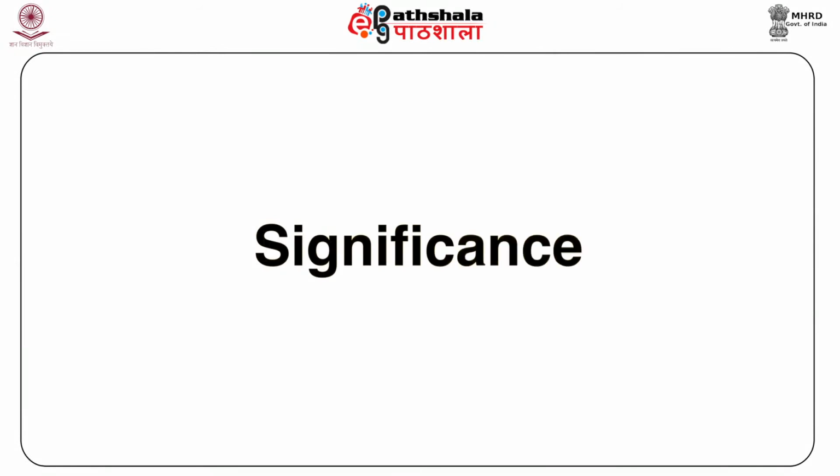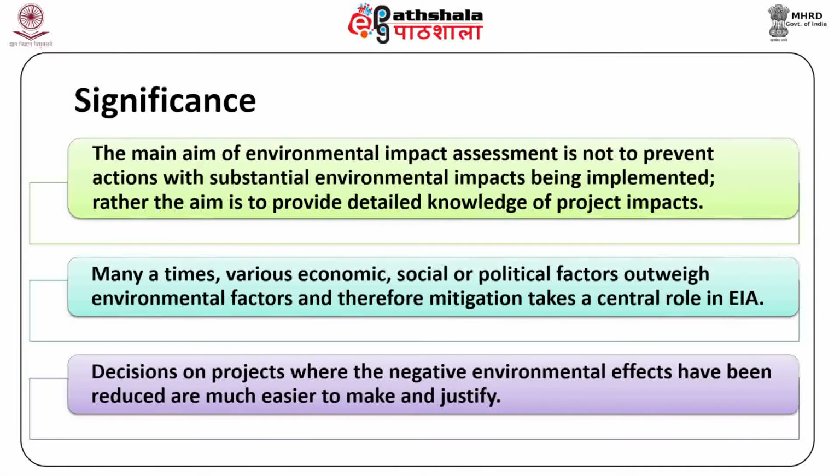Now, what is the significance? The main aim of EIA is not to prevent actions with substantial environmental impacts being implemented. Rather, the aim is to provide detailed knowledge of project impacts. Many a time, various economic, social or political factors outweigh environmental factors, and therefore mitigation takes a central role in EIA. Decisions on projects where the negative environmental effects have been reduced are much easier to make and justify.